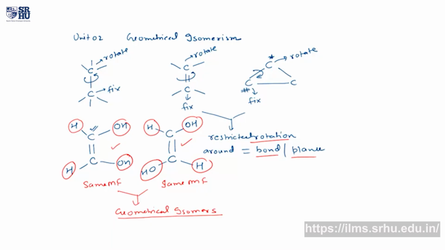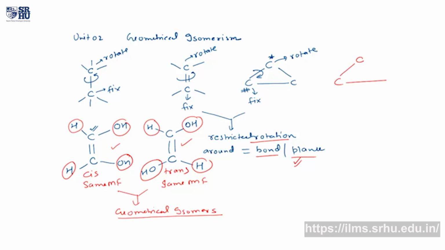Now the first one, in which the OH groups are on the same side, is known as the cis isomer, and the one in which the OH groups are on the opposite side of the double bond is known as the trans isomer. So this is what geometrical isomerism is. Geometrical isomerism can also be checked in a plane. In the plane, how will you see cis and trans?